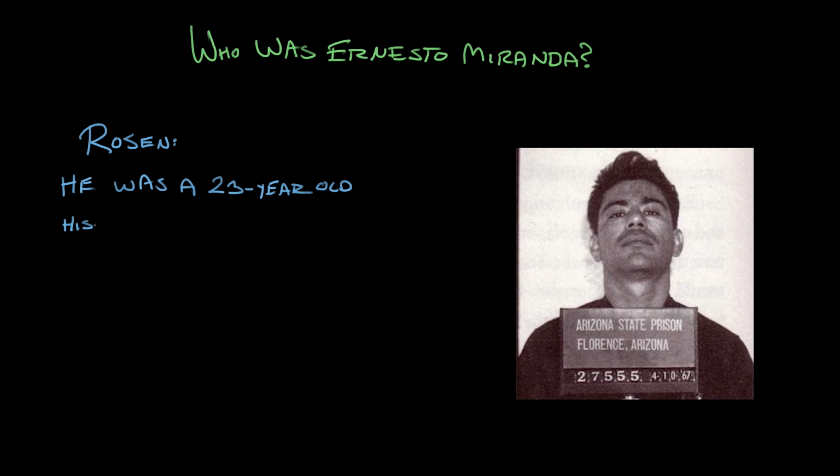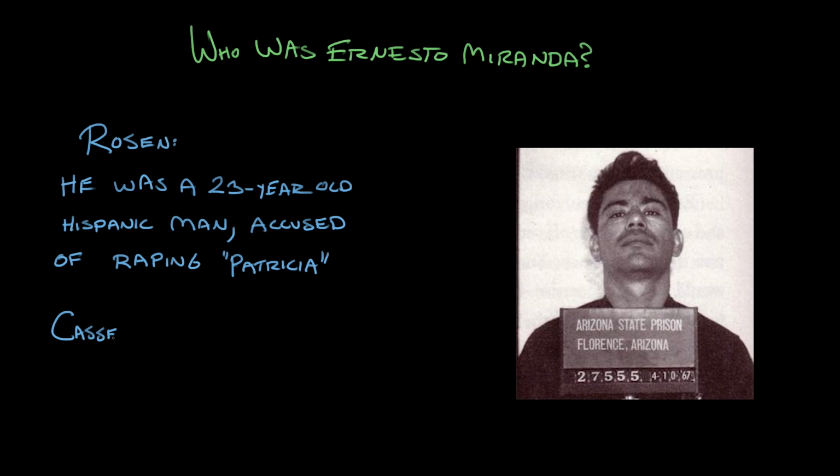He was accused of raping a woman called Patricia. That was a pseudonym for her real name. She was basically forced into a car after getting off of a bus and assaulted in this terrible way. Miranda was a laborer. He was poorly educated, I think it's fair to say. And I think it's also important to remember that he was a rapist.